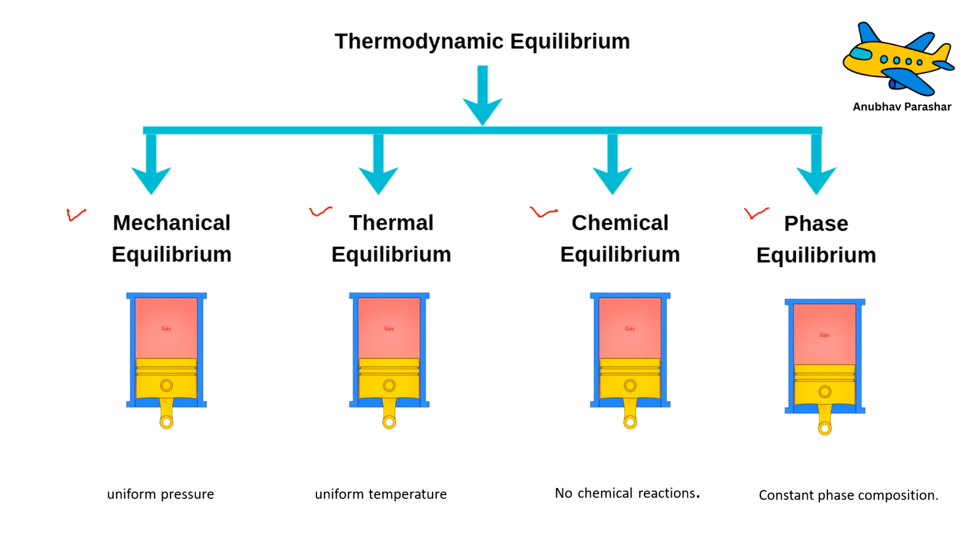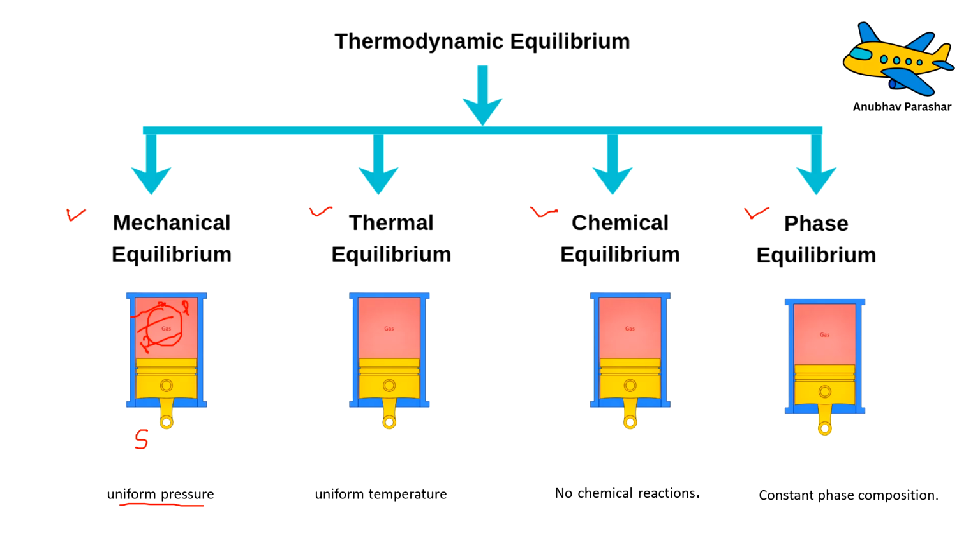What do I mean by mechanical equilibrium? It means uniform pressure within the gas and between the gas and the surrounding. Within the gas, the pressure must be uniform everywhere. If it is P here, it should be P here. Everywhere, the pressure should be P. Otherwise, there will be internal disturbances within the gas itself.